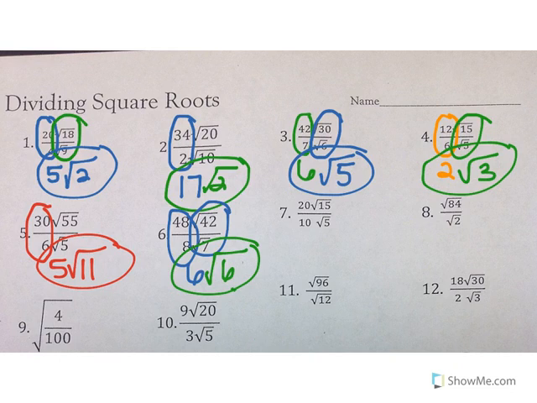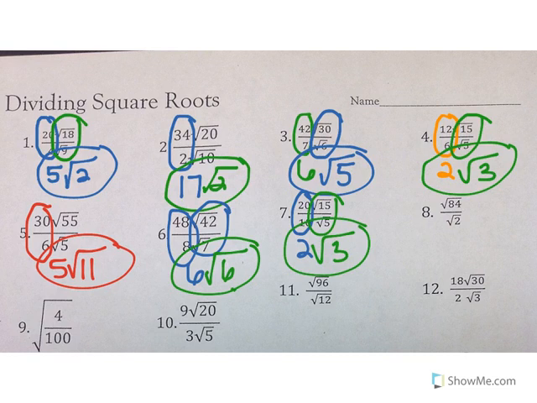Okay, let's move on to number 7. 20 divided by 10 is 2. Then we have the square root of 15 over the square root of 5. That's going to give us the square root of 3.